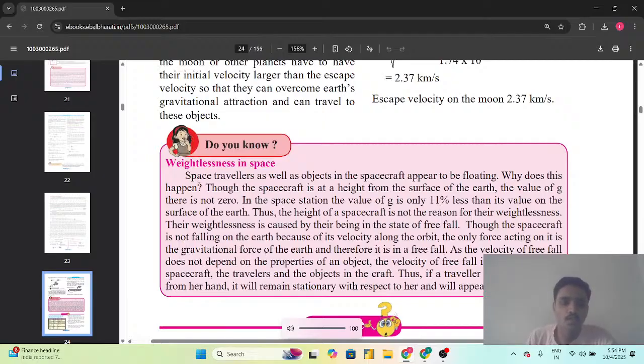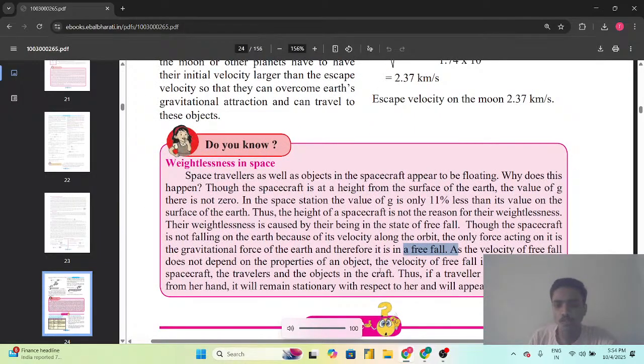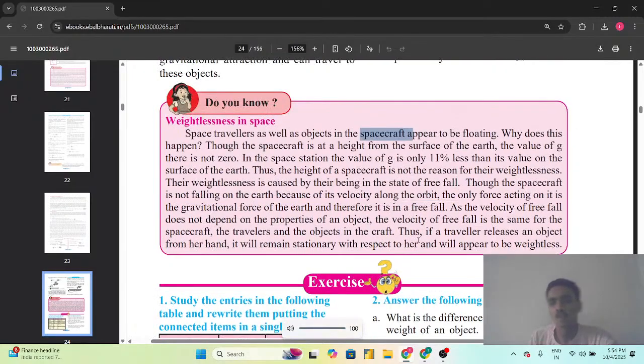So this is the concept of weightlessness. The space travelers going in the spacecraft appear to be floating. What is the reason behind that floating? How do they experience weightlessness in the spacecraft? This is because they are in the state of free fall. There is no other force acting on the persons moving in space in the spacecraft, due to which they are not experiencing any kind of force acting on them, and so they experience weightlessness in space.